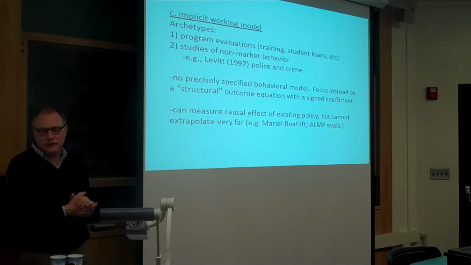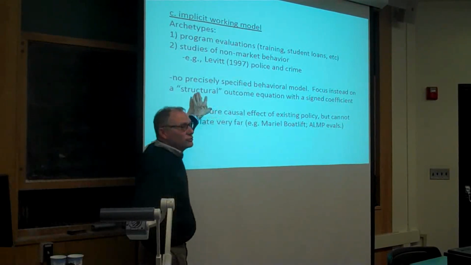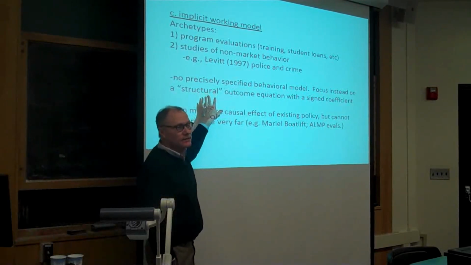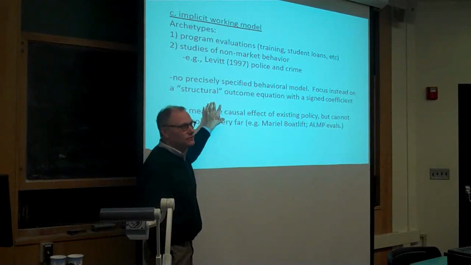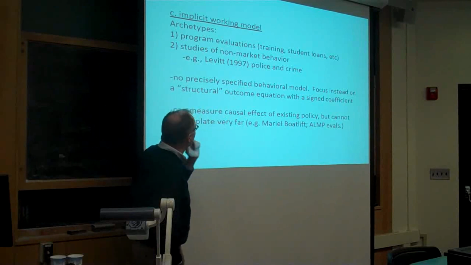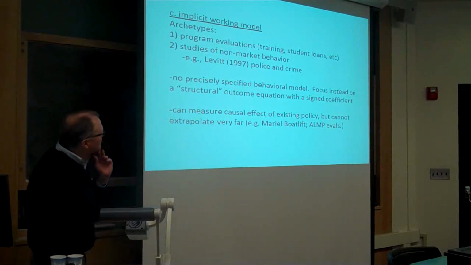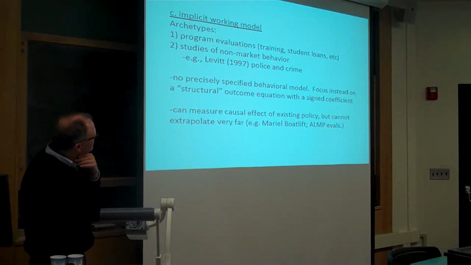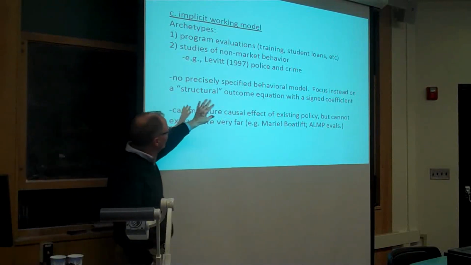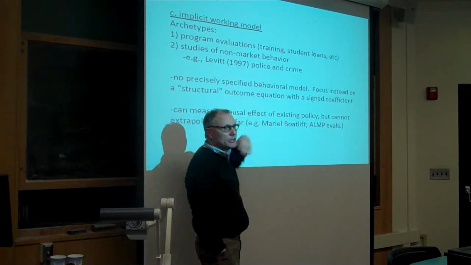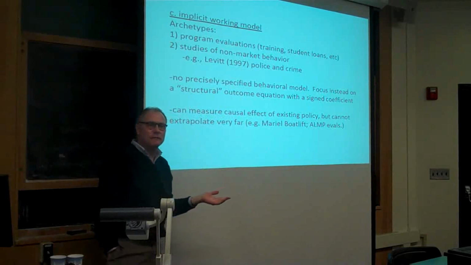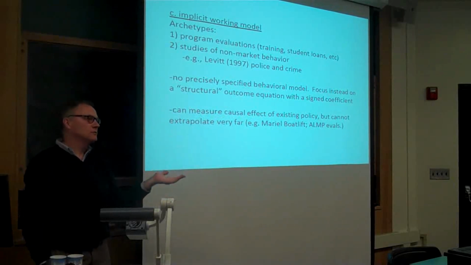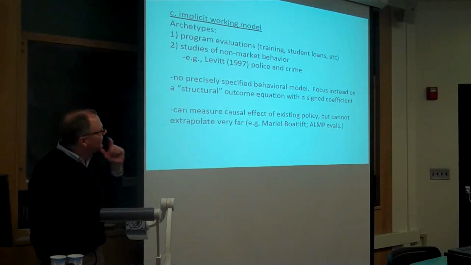And I put structural here because this is not what structural econometricians or structural economists these days would call structural, although this is structural in the sense of the Cowles Foundation. This is a two-stage least squares system. This is the structural equation. And there's lots of archetypes of this. Non-market behavior, Steve Levitt's famous paper on police and crime, for instance, arguing that more police causes less crime.